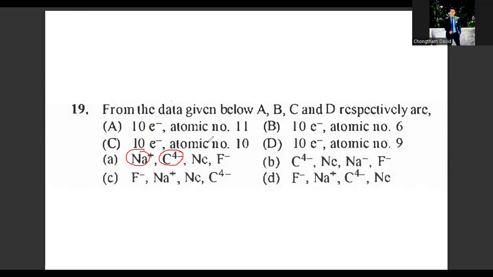There are 10 electrons in atomic number 10. This is neon, which is true. And 10 electrons in atomic number 9 means you have to add one more electron to this fluorine. So the correct combination is sodium. This is true. Question number 19, the answer would be option A.